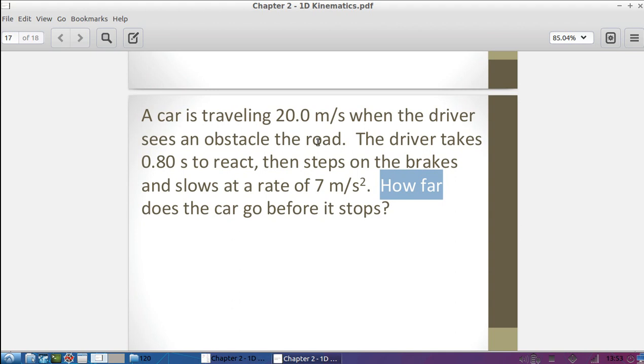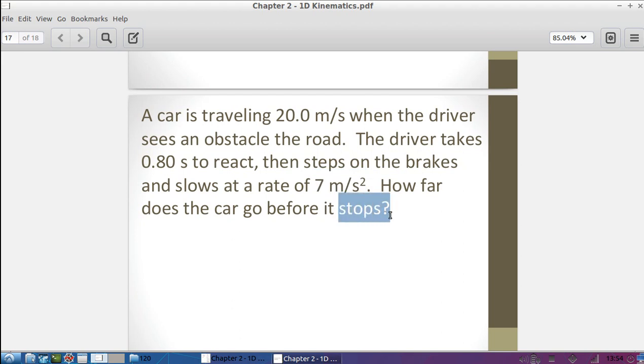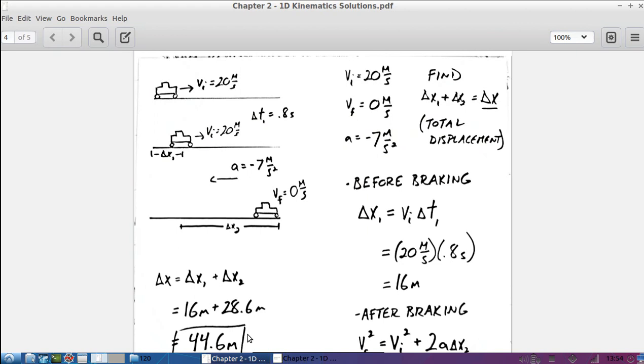Okay, so I'm going to split this up into two parts. I'm going to take the period of motion where the car is traveling at a constant velocity before the driver sees the obstacle. And then I'm going to solve for a separate scenario from the point where the driver reacts, steps on the brake and starts to slow down and comes to a stop. So I'm going to split this up into two parts, and I'm going to find how far the car travels over both of those instances.